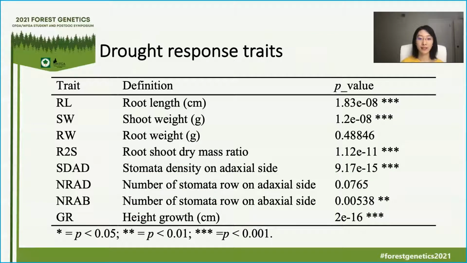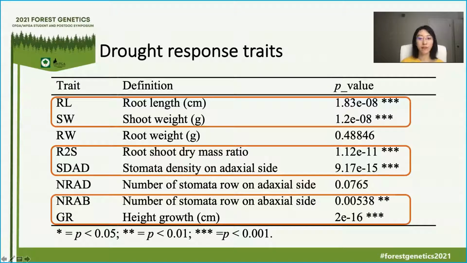After obtaining the physiological data, we ran ANOVA in R to test drought response traits by comparing the data from wet and dry treatment while accounting for block effects. As shown in this table, 6 out of the 8 measured traits were significantly different in the drought treatment versus the wet treatment, including root length, shoot weight, root shoot ratio, stomata density on the adaxial side, number of stomata rows on the abaxial side, and height growth.